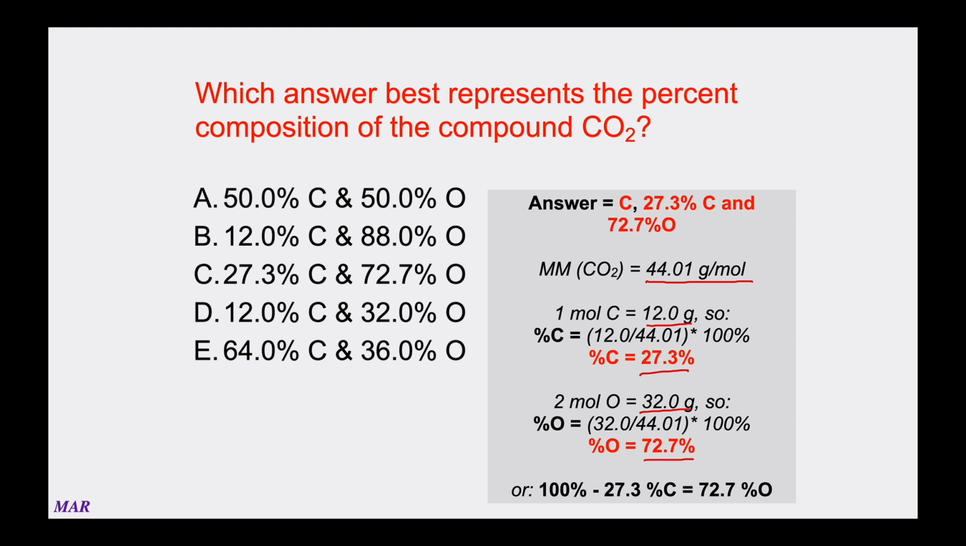Another thing you can do is, if you had percent carbon at 27.3, why not just subtract that from 100%? That's an alternative way to find percent oxygen as well. So all of those are legit ways of finding these things. But again, if you need to find percentages, molar mass on the bottom and the amount of that particular element in the top. So for percent carbon, it was 12 in the top divided by 44. For oxygen, it was essentially 32 divided by 44.